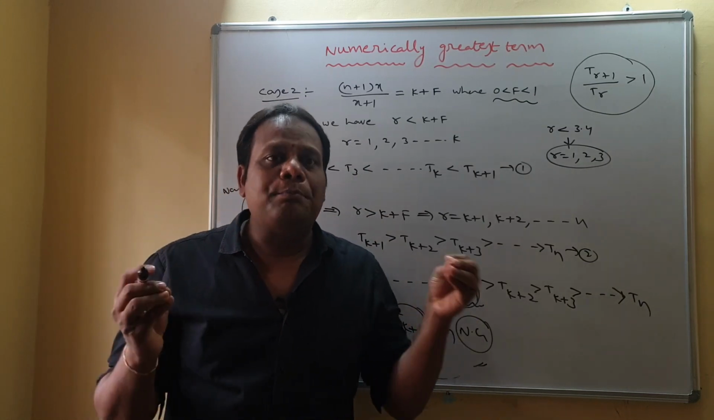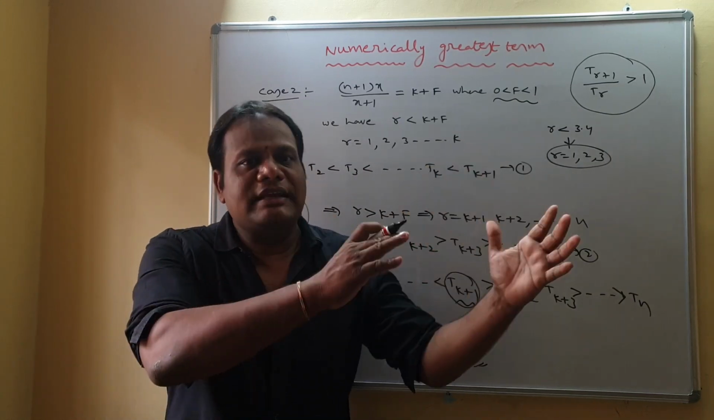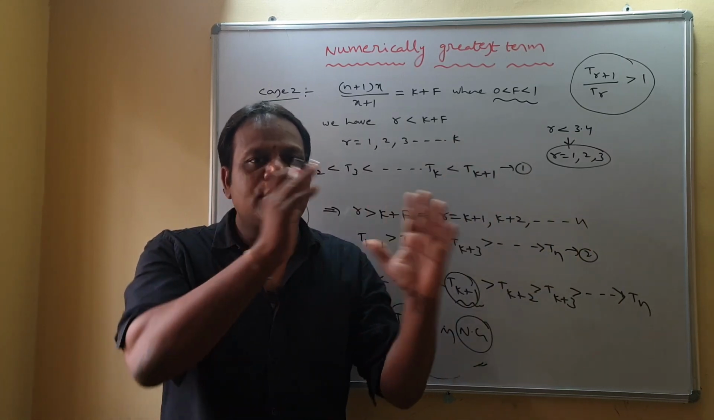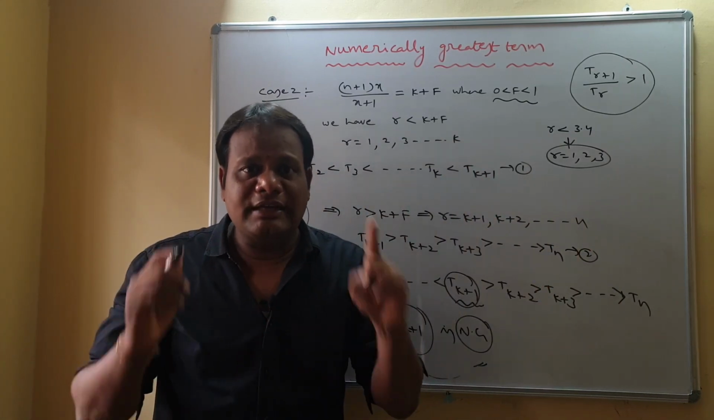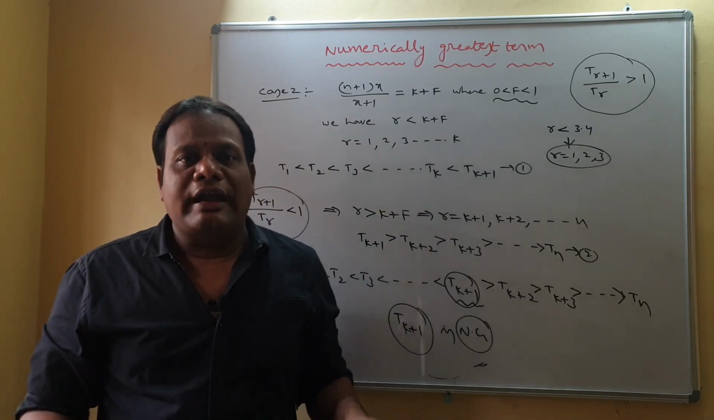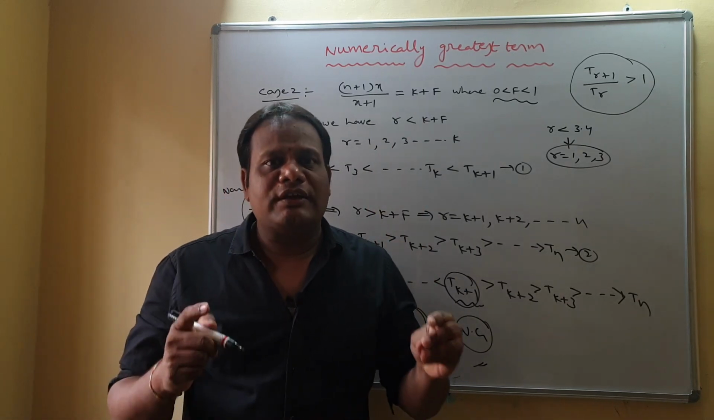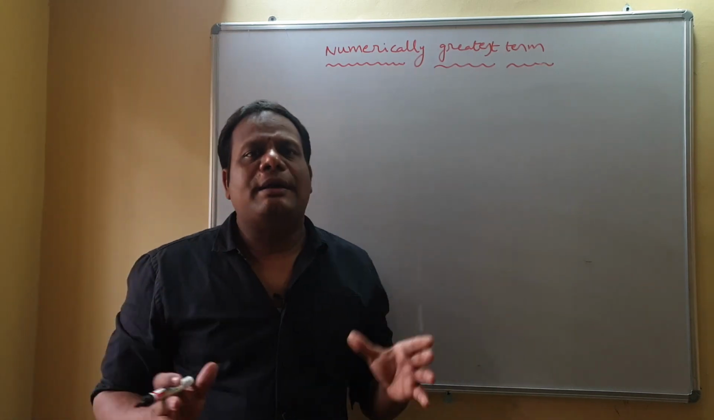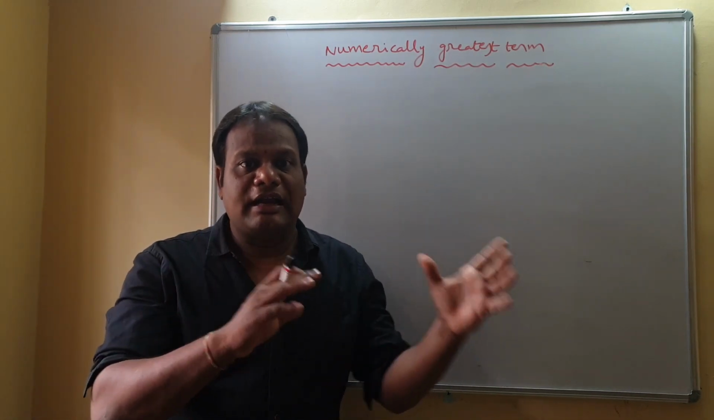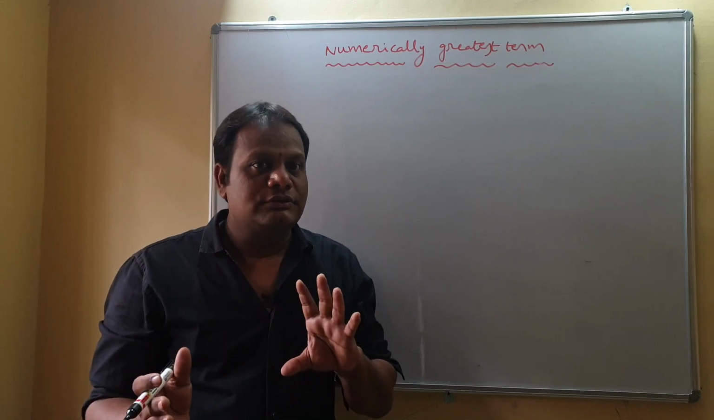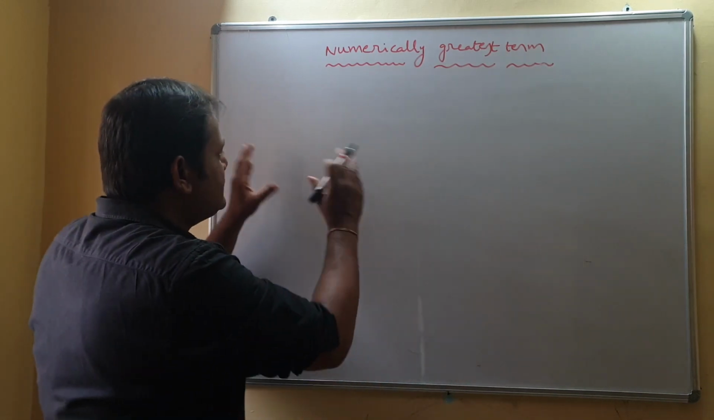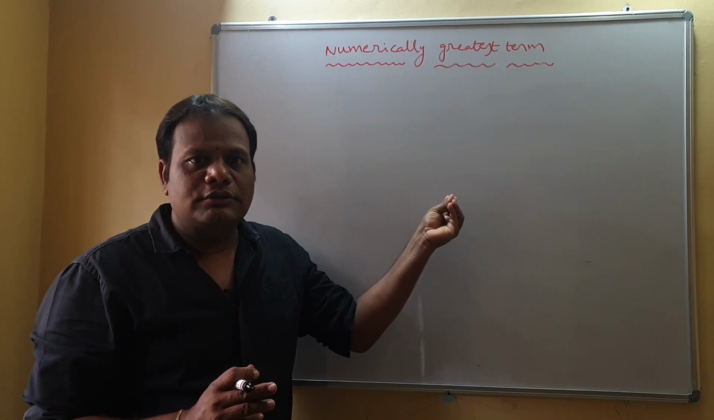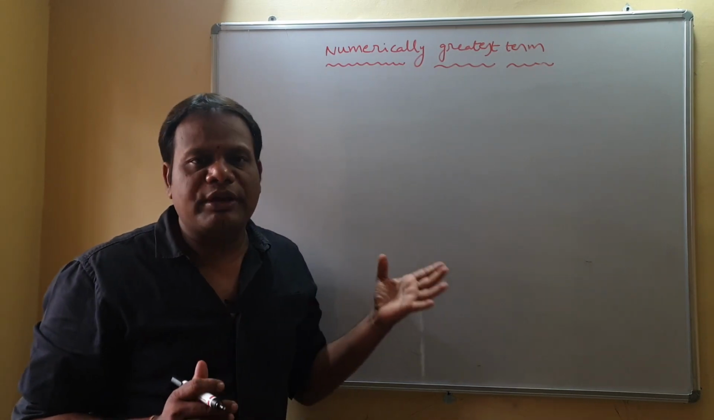And in some binomial expansions, the sign alternately changes, I mean positive, negative, like that. By that time, we take the modulus and we give importance only to the numerical value and we give the answer. So in some binomial expansions, the sign alternately changes. So just remember these points to identify what is the numerically greatest term.